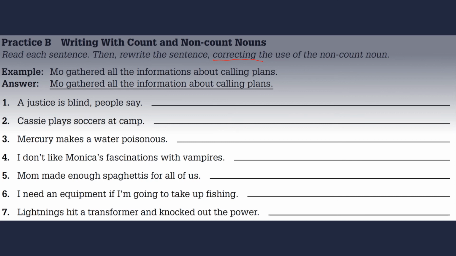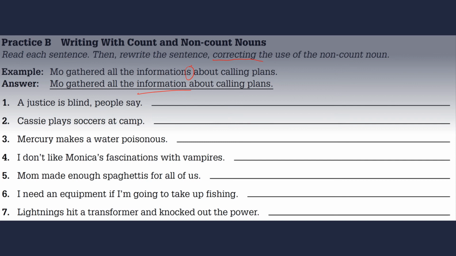Mo gathered all the informations about corny plants. The answer is we have to correct the word information because it is a non-count noun, so it can never take the plural form, so it's only information. This is the correct answer.